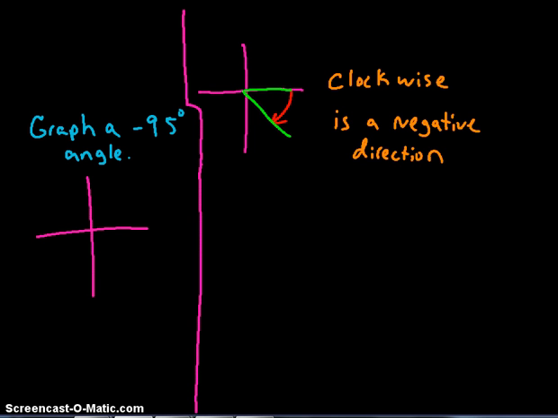Now, to graph a negative 95 degree angle, we have the initial side here. Negative 90 degrees is along this line, and for negative 95 degrees we go a little bit further. So this would be my terminal side. Again, to graph a negative angle, you have to go clockwise. That angle represents negative 95 degrees.